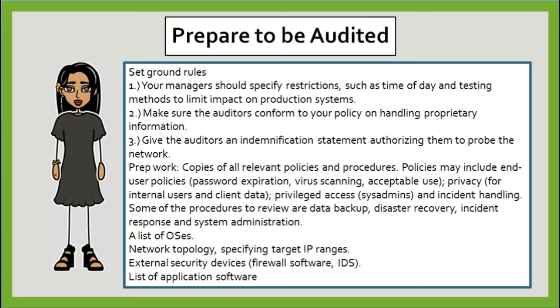Also, prep work: copies of all relevant policies and procedures. Policies may include end-user policies, such as password expiration, virus scanning, acceptable use, privacy for internal users and client data, privilege access, and incident handling. Some of the procedures to review are data backup, disaster recovery, incident response, and system administration, as well as having external security devices such as software and IDS, and a list of application software.